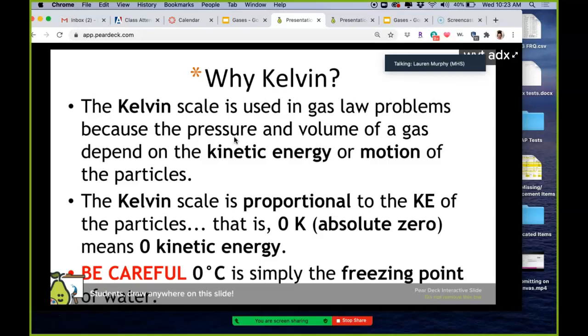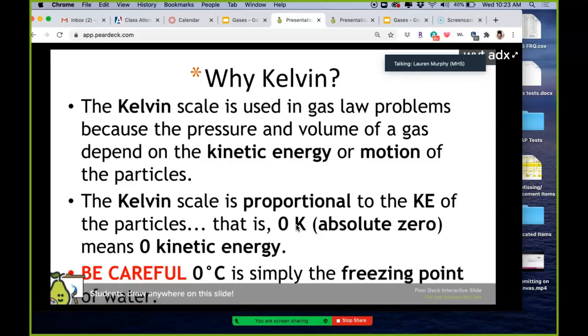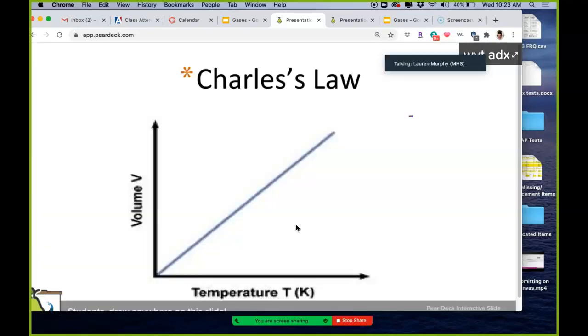And a lot of kids forget, they think, oh, 0 Celsius, that's the smallest temperature. And that's not true. There's actually numbers colder than 0 Celsius. 0 Celsius is just when water freezes. There's nothing else special about 0 Celsius. So we use Kelvin the entire time in this chapter, no Celsius. You can find out Celsius if you know Kelvin, but you will never plug Celsius into any of these equations.